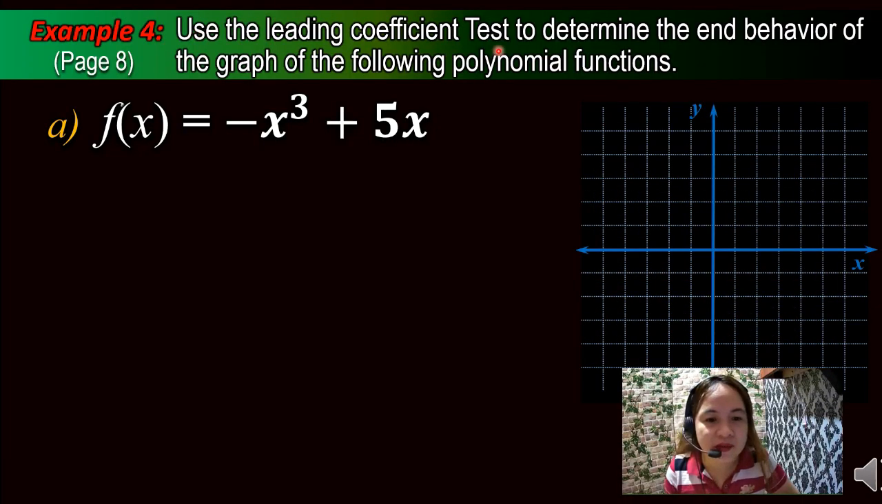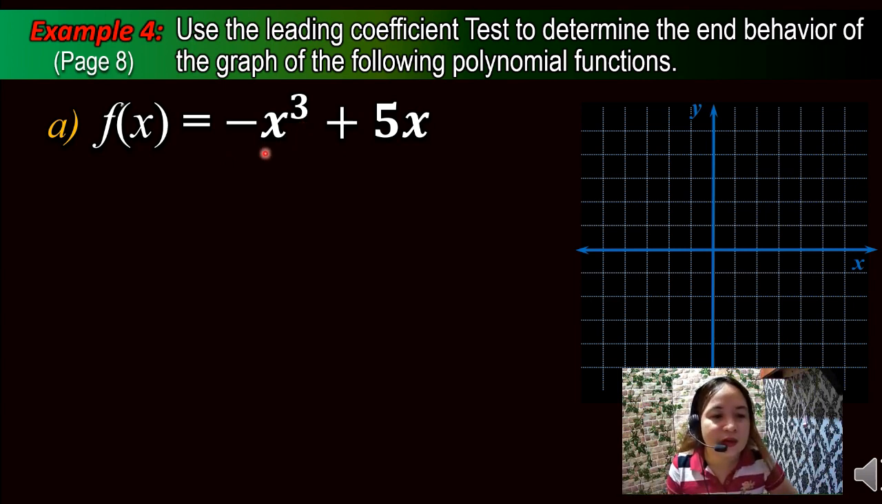Use the leading coefficient test to determine the end behavior of the graph of the following polynomial functions. Halimbawa, f of x equals negative x cubed plus 5x. So, ang titingnan nyo lang muna dyan ay yung leading term. So, yung leading term, yun yung may highest degree. So, the degree is 3. So, therefore, your leading term is negative x cubed.